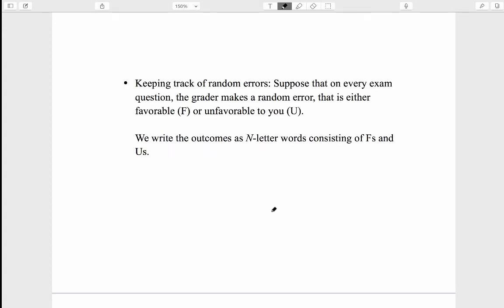Another example we'll have occasion to think about is keeping track of random errors. Suppose that on every exam question, the grader makes a random error. Don't worry, I never make errors when I grade. But suppose that on every exam question, the grader makes a random error that is either favorable to you or unfavorable to you. Well, if F stands for favorable and U stands for unfavorable, we can write the sequence of errors made as a word consisting of F's and U's.